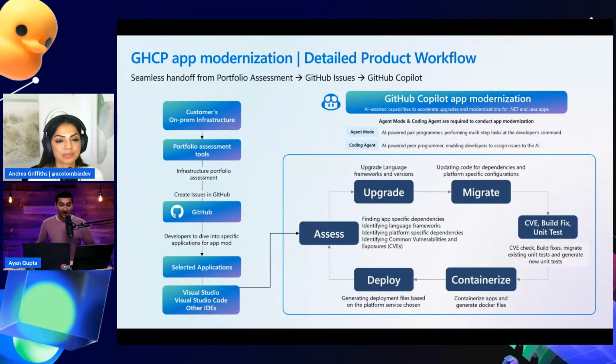So typically right now, when you upgrade infrastructure, or let's say you have on-premise infrastructure, you run it through a portfolio analysis tool, assessment tool. And then you open issues on GitHub. And then finally, once issues are open, then as a developer, you go and take actions on those issues. So this is where the tool comes in. It comes in when you open an issue or when you open a project that needs to be migrated or upgraded or all of the above, and you start working on it.